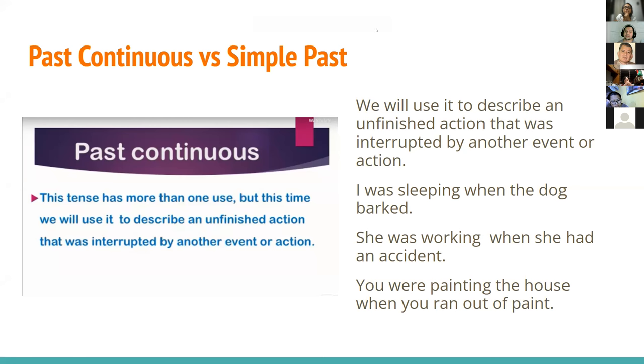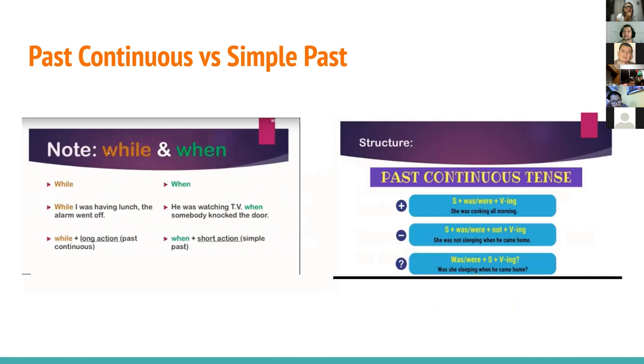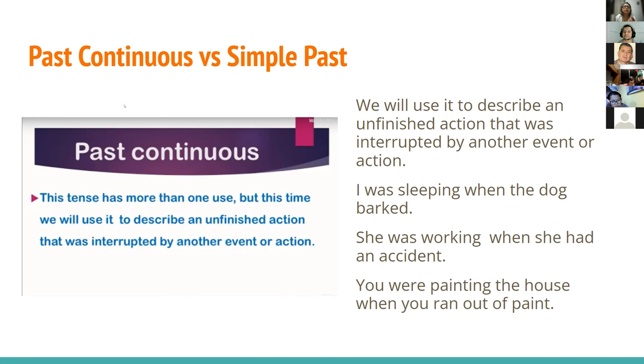La acción que es interrumpida es la que lleva el pasado continuo, ¿verdad? Esa es la que va interrumpida. Y lo que pasó, lo que interrumpió, es lo que va en pasado simple. ¿Ok? Teacher, yes. I have a question. In this case, the verb is always used with ing?